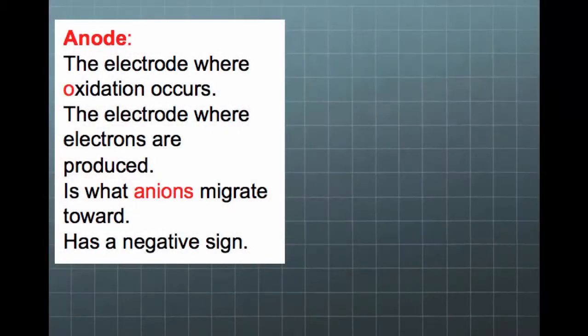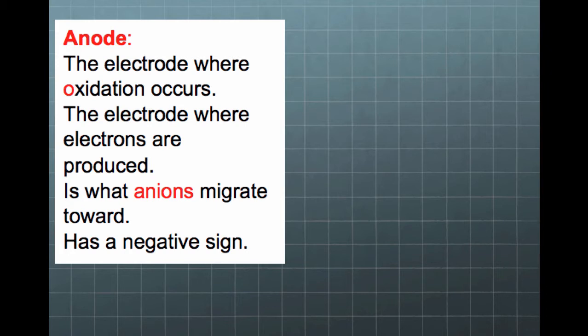The anode is the electrode where oxidation occurs. Some people remember that by anode as a vowel and oxidation as a vowel. Some others remember that O in anode and oxidation. Anode, the electrode where oxidation occurs. It's the electrode where electrons are produced. The word comes from it's what anions migrate towards. Anions migrate towards the anode, and it has a negative charge.